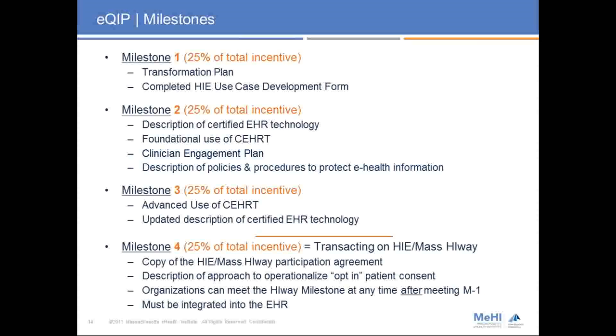Milestone 4, which can be met at any time after milestone 1, requires a copy of the organization's Health Information Exchange or Mass Highway Participation Agreement, attestation from the grantee and its unaffiliated trading partner that production transactions are being sent or received for the use case described in the highway use case form, and a description of the organization's approach to operationalize opt-in patient consent as required for the Mass Highway. Grantees will be paid 25% of the total incentive for each milestone achieved.